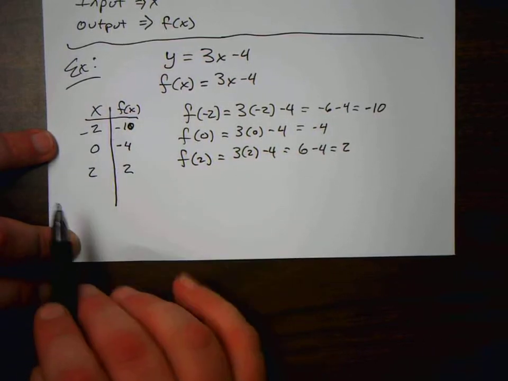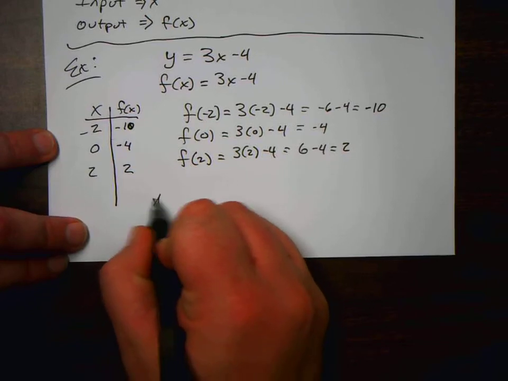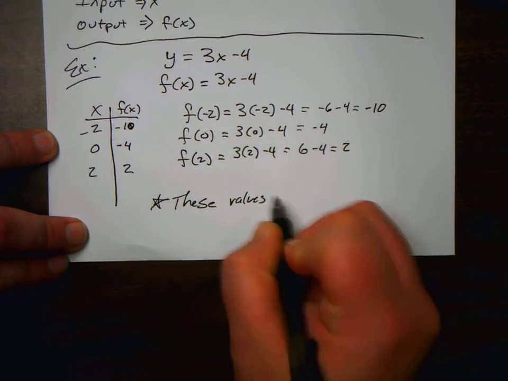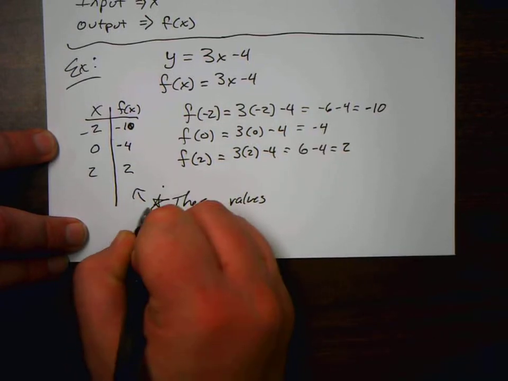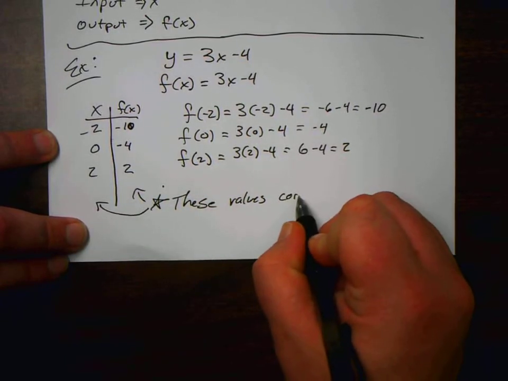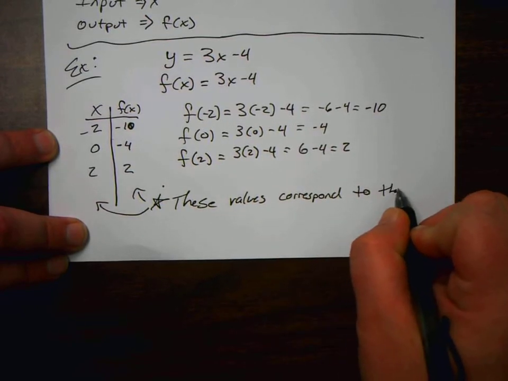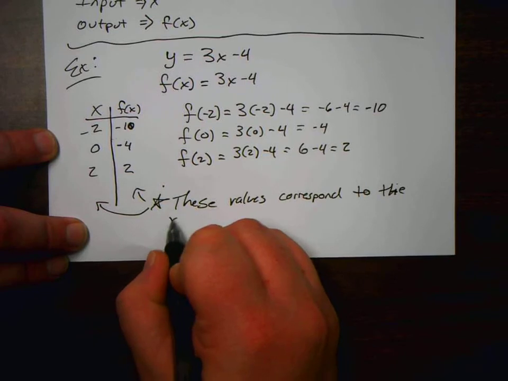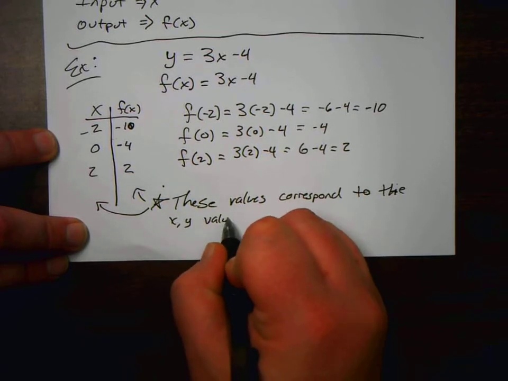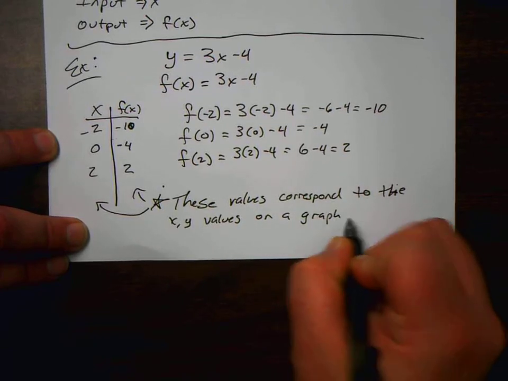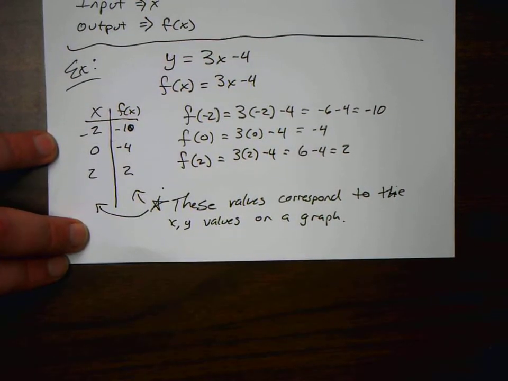These values, let's say, these ones over here, correspond to the x, y values on a graph. All right, so these are the values that are going to correspond to x, y values on a graph.